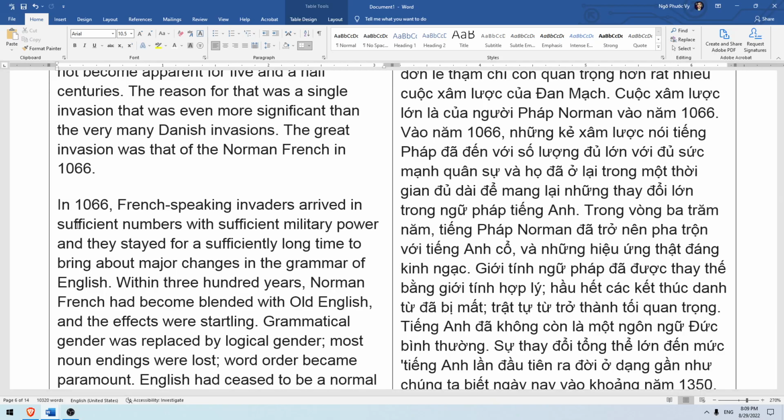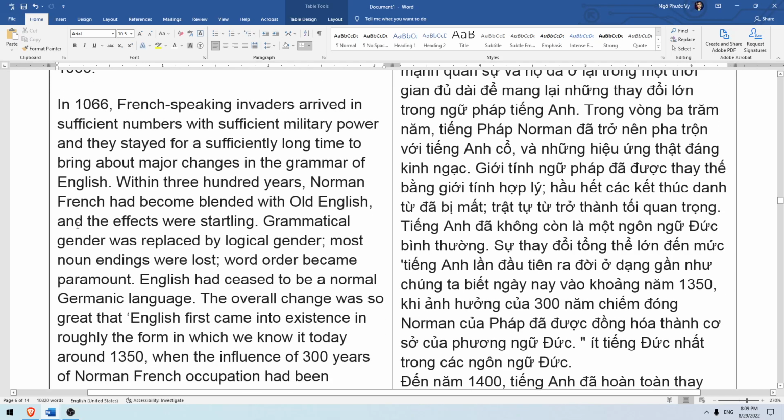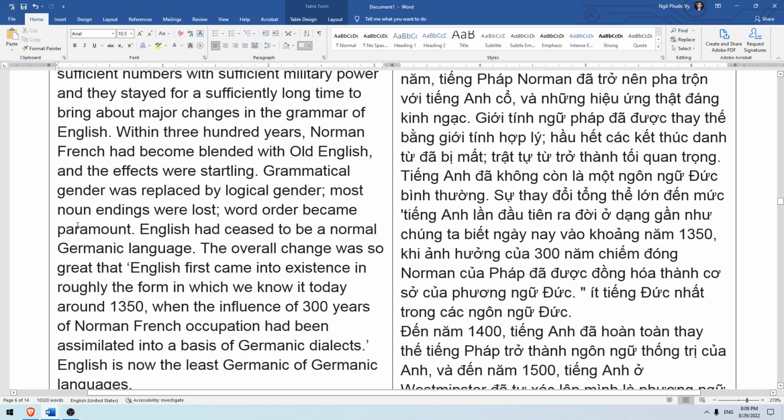The Great Invasion was that of the Norman French in 1066. In 1066, French-speaking invaders arrived in sufficient numbers with sufficient military power in the state for a sufficiently long time to bring about major changes in the grammar of English. Within 300 years, Norman French had become blended with Old English, and the effects were startling.